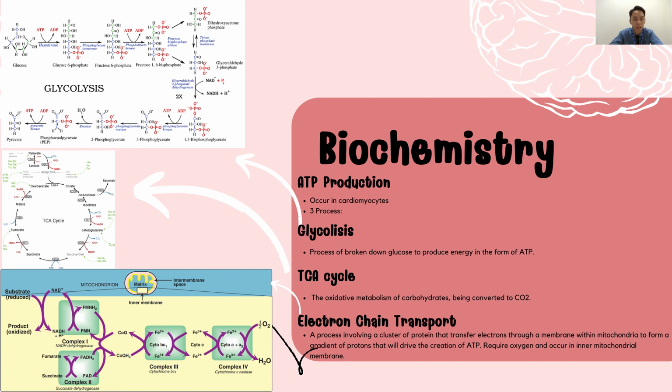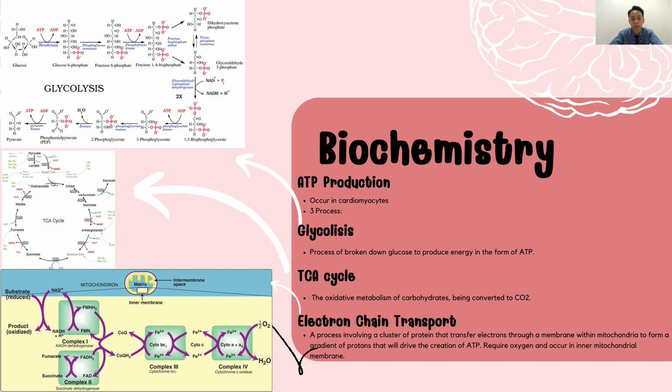The first process is glycolysis, which is the process of breaking down glucose to produce energy in the form of ATP. It has two phases, which are the investment phase and the payoff phase. This process does not require oxygen and occurs in the cytoplasm. It will produce 2 ATP.